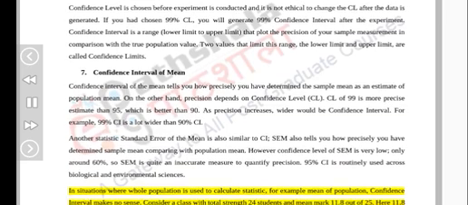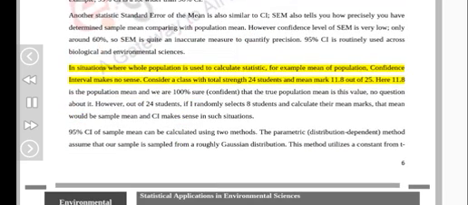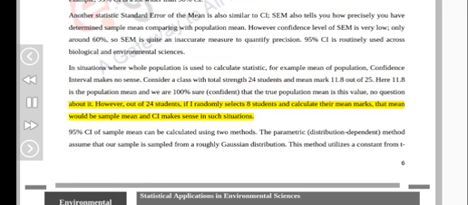In situations where the whole population is used to calculate a statistic, for example the mean of the population, a confidence interval makes no sense. Consider a class with total strength of 24 students and a mean mark of 11.8 out of 25. Here 11.8 is the population mean and we are 100% confident that the true population mean is this value, no question about it. However, if out of 24 students, I randomly select 8 students and calculate their mean marks, that mean would be a sample mean and CI makes sense in such situations.